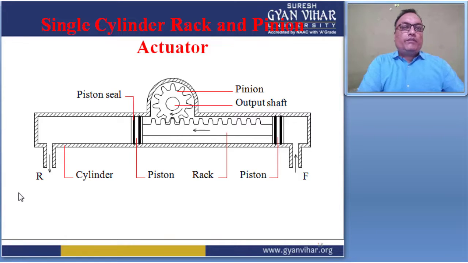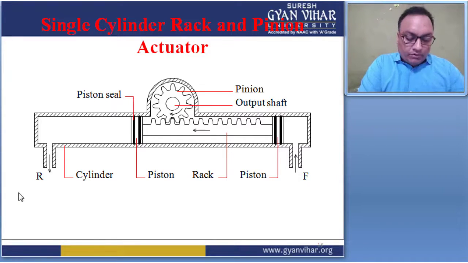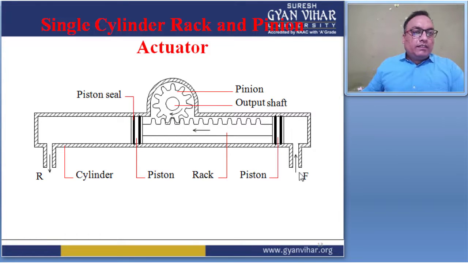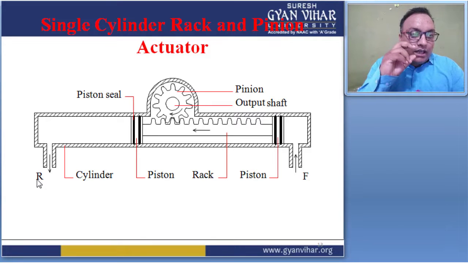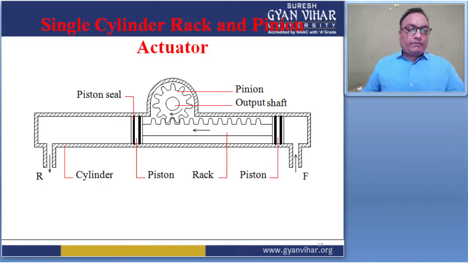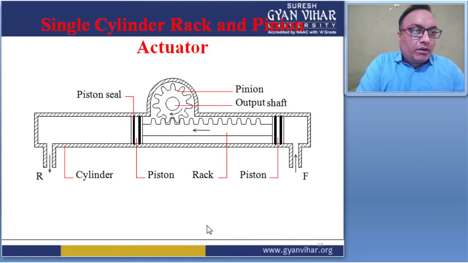If I am talking about the working procedure of this type of actuator, this is the forward stroke and this is the reverse stroke. This depends on the action of the hydraulic actuators. So this type of actuator performs a rotational output.